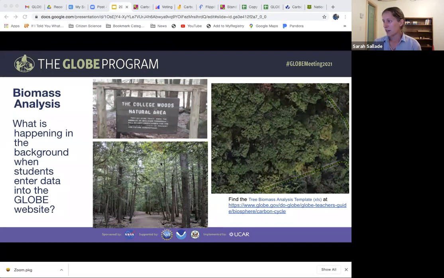Here we are, very, very many trees, very little undergrowth. And we will head out to our tree biomass analysis.